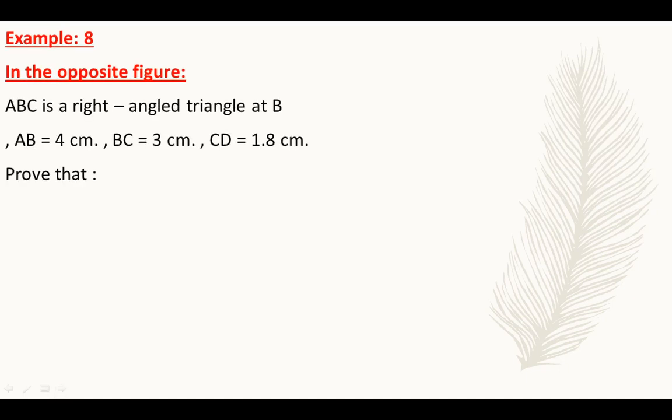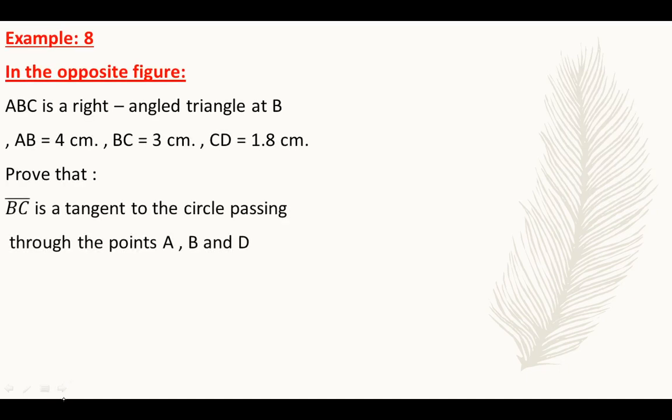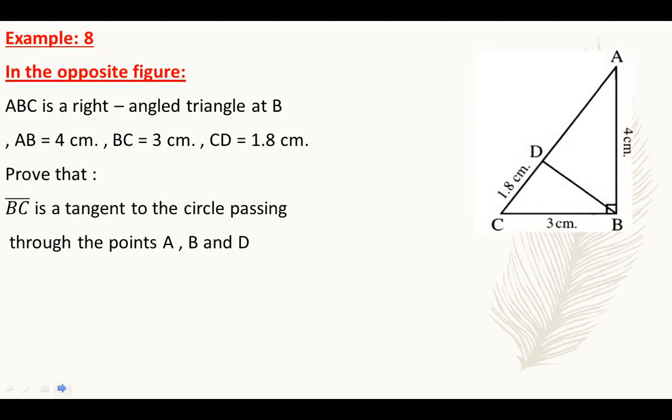Let's take an example. In the opposite figure, ABC is a right angle triangle at B. AB equals 4 centimeter, CD equals 1.8 centimeter. Prove that BC is a tangent. We need to prove that BC is a tangent to the circle passing through the points A, B and D.